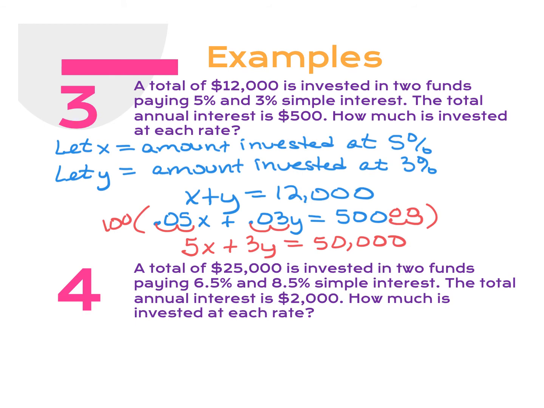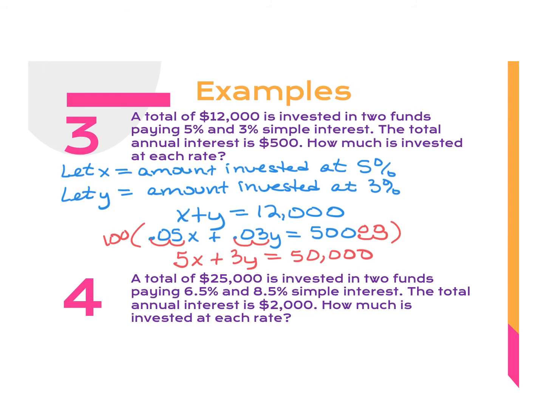Now, I'm going to solve number 3 using substitution. I'm going to solve number 4, which is the exact same type of problem. The only difference is the numbers have changed. And I'm going to solve number 4 using elimination. Again, you can choose either method here. It doesn't matter. So I'm going to go ahead and solve my first equation. Again, I look for the variable that doesn't have a number in front. So I can choose to solve x plus y equals 12,000 for either x or y. I'm going to go ahead and solve it for x.